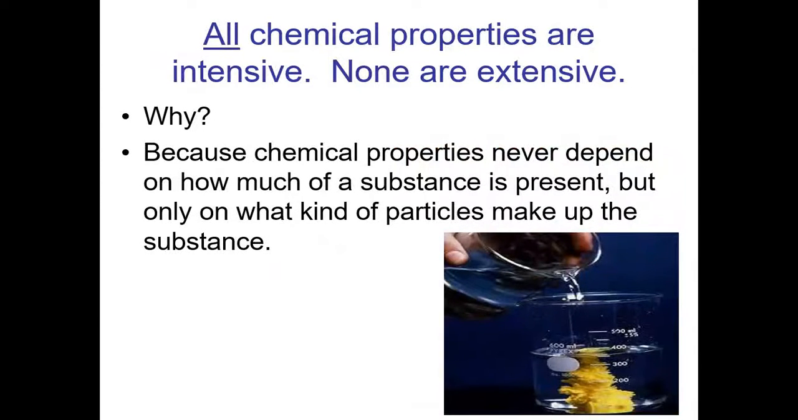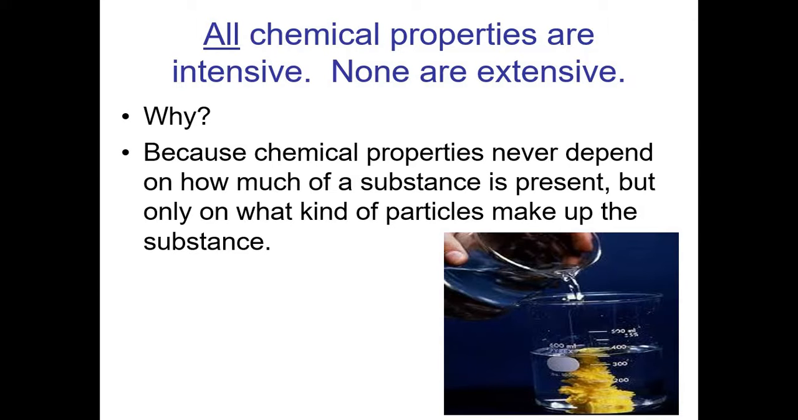All chemical properties are intensive, not extensive. What does this mean? This is because the chemical property never depends on how much of the substance is present, but only on what kind of particles make up the substance. What I mean by this, for example, is that I have two pieces of sodium, one of them is 1 gram and the other is 100 grams, and I put both of them in two different places with water. So do you think that both will react or only the biggest one? Yes, excellent. So both of them will react.